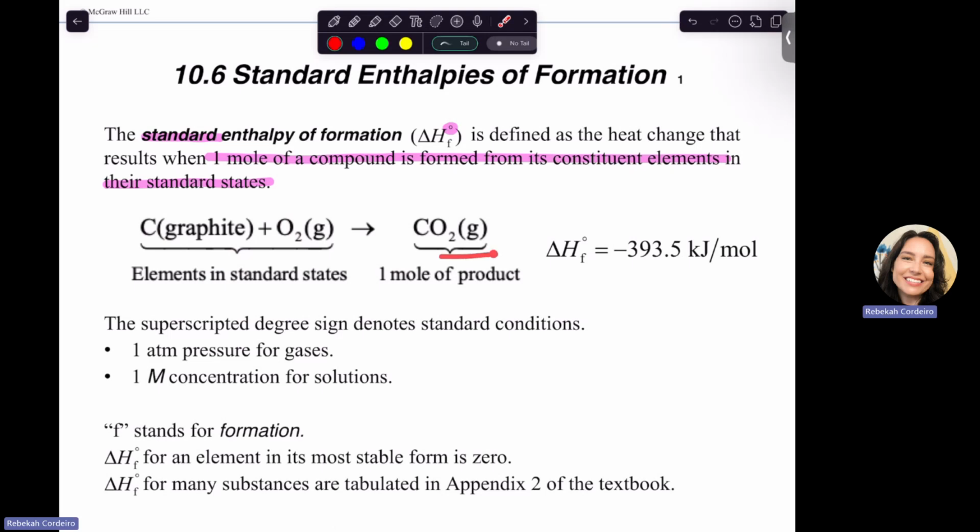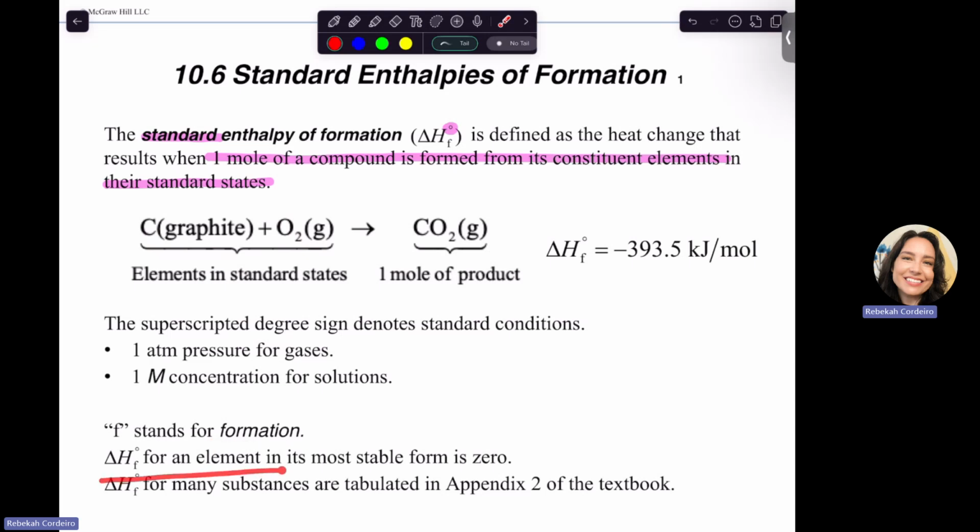So in order to make CO2 from its natural elements, it's an exothermic process. And this is how much energy you get when you make CO2 from its natural elements. So that superscripted degree sign shows the standard conditions, and standard conditions are 1 atm pressure and 1 molar concentration for solutions. If we have any sort of aqueous thing, it has to be at 1 molar. If we have gases, they got to be at 1 atm in order for this math to work. And the F is for formation.